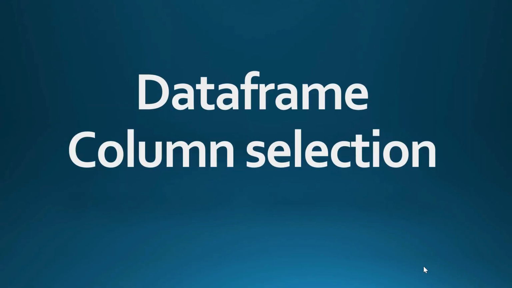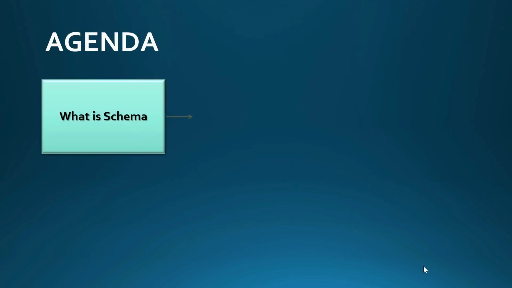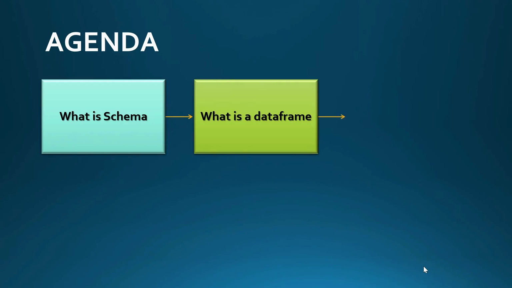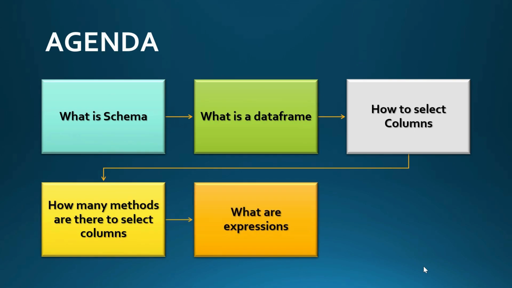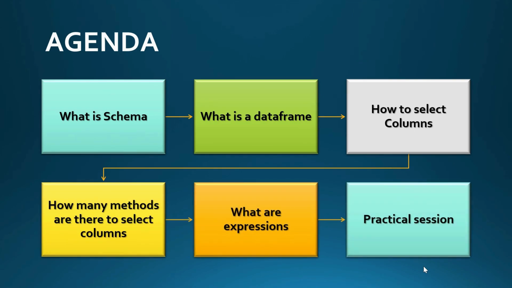Today we are going to see how to select columns in a data frame. So in today's agenda, we will see what is a schema and what is a data frame. We will go ahead in brief because we have already covered them in the previous session, and then we will see how to select those columns and how many methods there are in which you can select columns. There are multiple ways in which you can select a column, and what are expressions, and then we will go ahead with the practical session in Databricks, and I will show you the complete practical for how to select the columns. So let's get started.